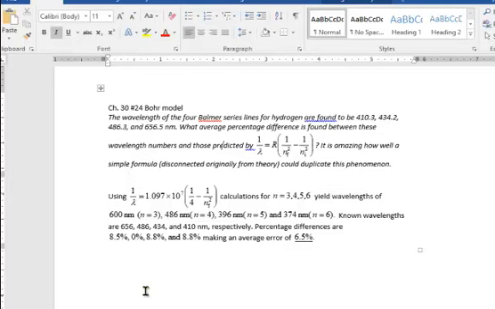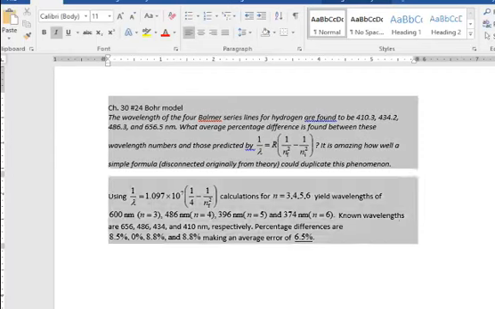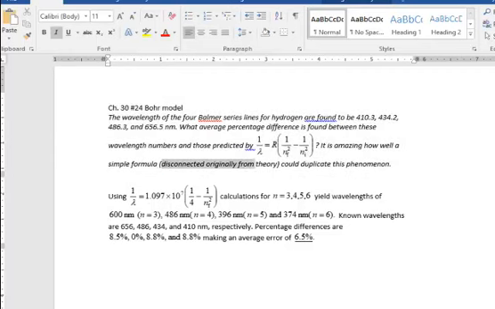It is amazing how well the simple formula, disconnected originally from theory, could duplicate this phenomenon. What it means here, disconnected originally from theory, is that Balmer himself came up with that 30 years before Bohr figured out what the theory actually is. He just played with numbers, I assume, and came up with the right results, but didn't know what was behind the numbers, why it worked, and that's what Bohr came up with 30 years later. Balmer was around 1880, and Bohr was around 1910.